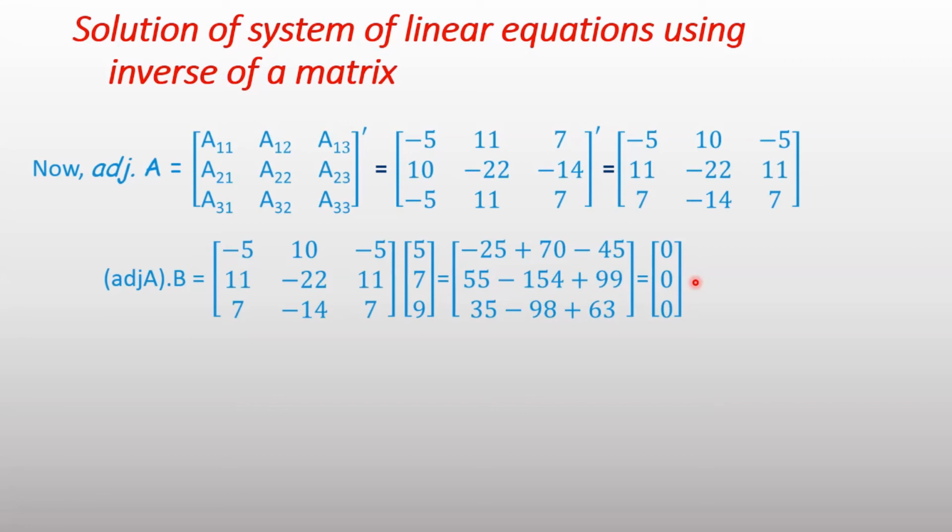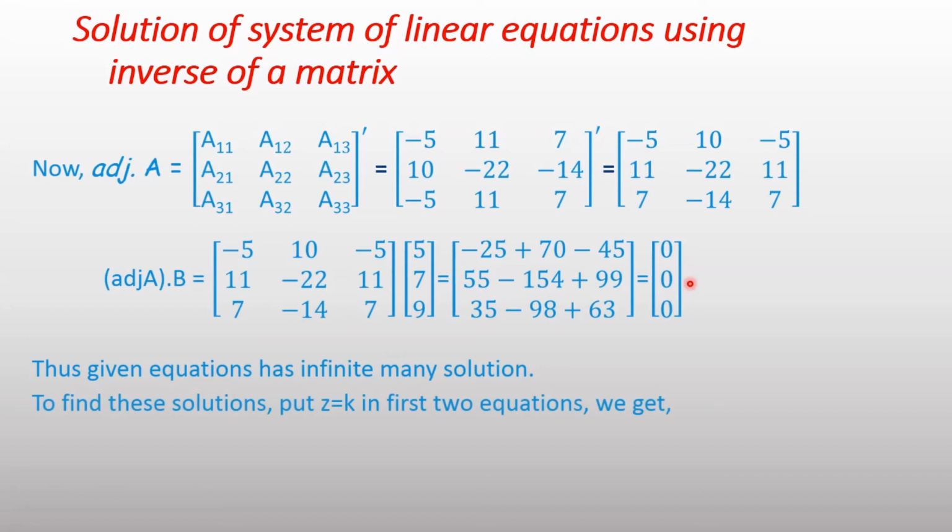If determinant of A is equal to 0 and adjoint of A into B is equal to 0, then it is consistent with an infinite number of solutions. Now the question arises, can we find the infinite number of solutions? For that, put z equal to k. Because if there are infinite number of solutions, we take the value of any one variable as k, it may be x, y, or z. I have taken here z equal to k.